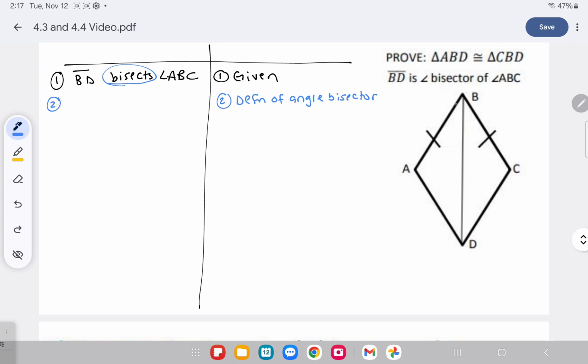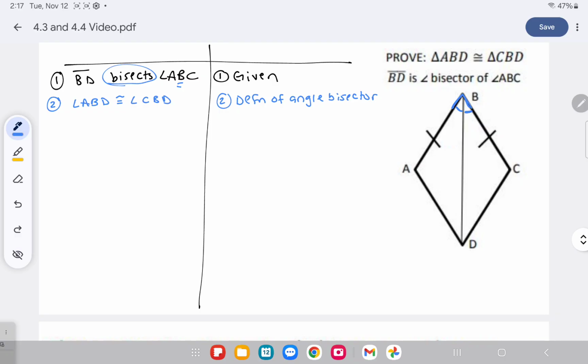So angle ABC, that's up here where B is. Look at the middle letter, B. That's our vertex. So that means that angle ABD is congruent to angle CBD. That's our first congruent statement.